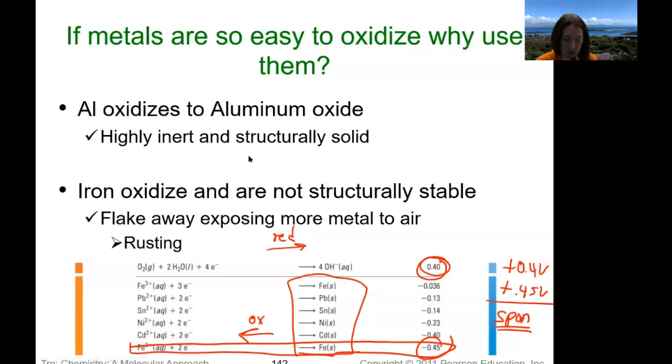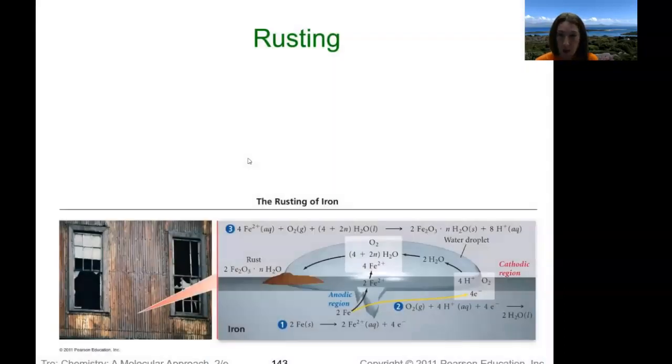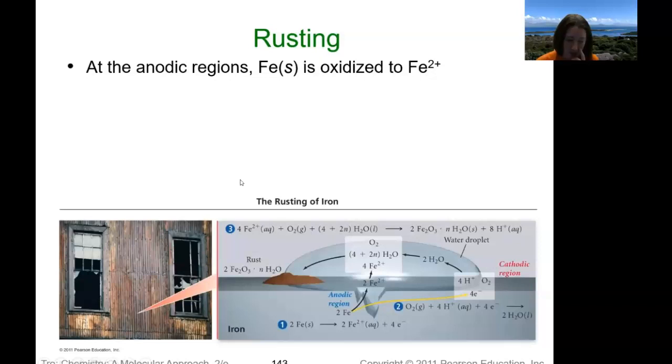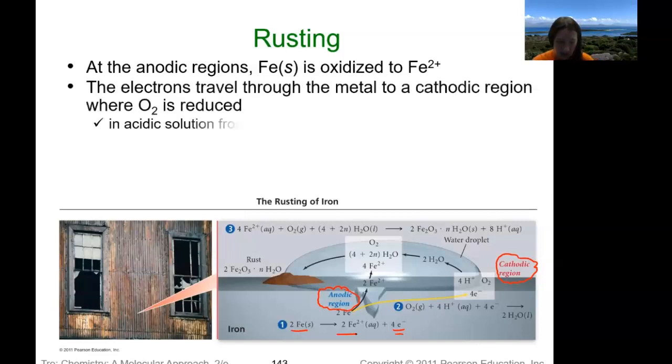So how do we fix that? So first, let's look at rust just a little bit closer. So we have these two regions. We have these anodic regions and these cathodic regions. So anodic regions are down here. And then you have the cathodic regions right here. So at the anodic regions, you can see that the iron is oxidized to iron 2 plus, right? So it's losing electrons. So it's oxidized going from Fe to Fe2 plus, right? And then you can see that the electrons travel through the metal and then oxygen gets reduced.